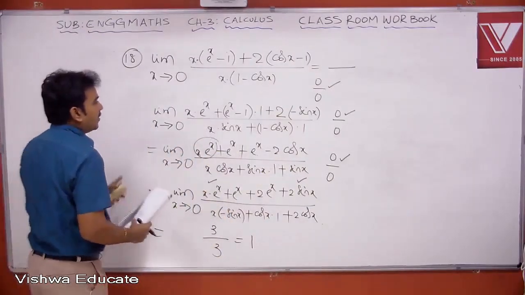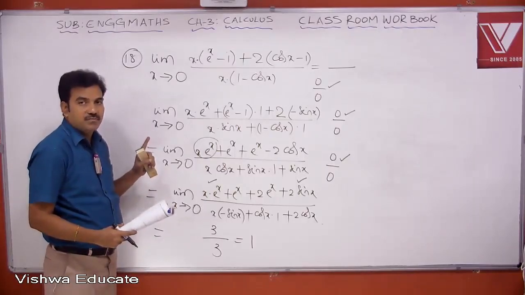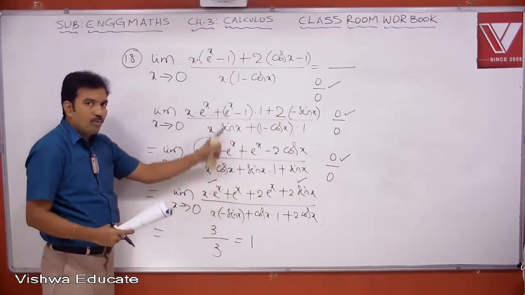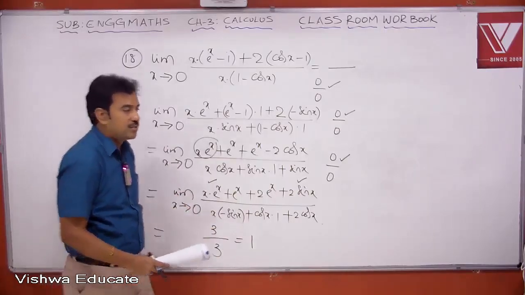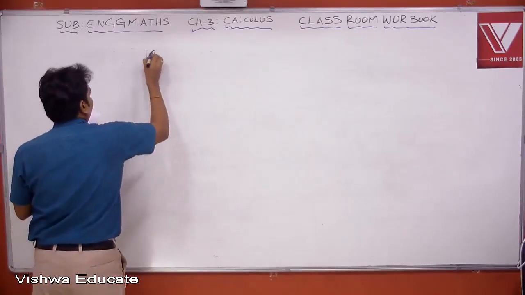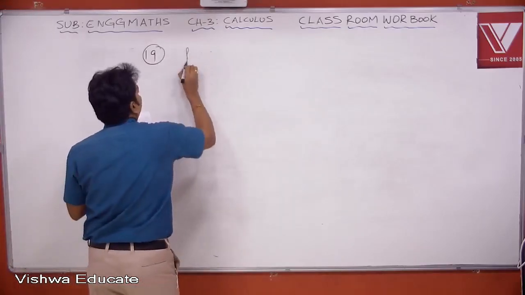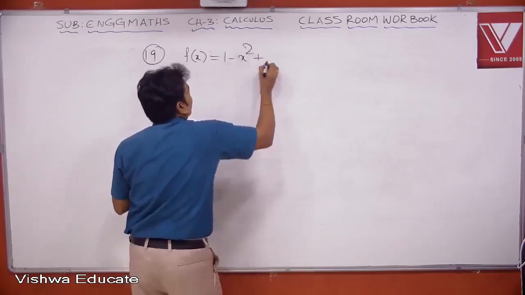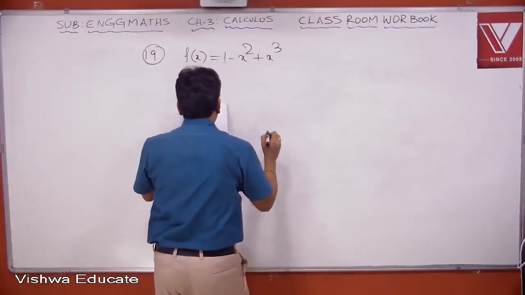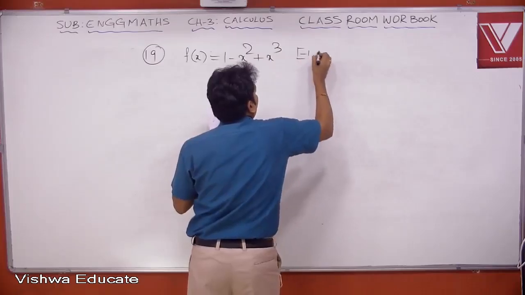That means in this problem we have applied L'Hospital rule 3 times, right? And followed by product rule many number of times. So finally we are getting 1. Note this. Now let us discuss question number 19. A function f of x equal to 1 minus x square plus x cube is defined in closed interval minus 1 comma plus 1.